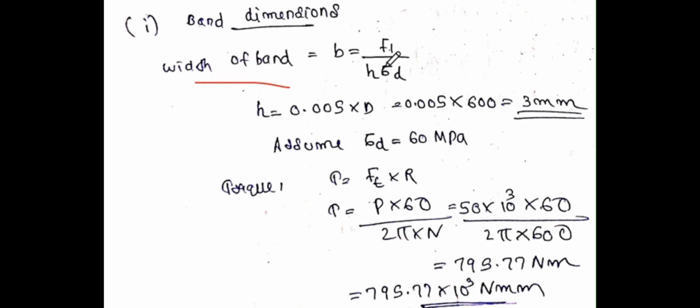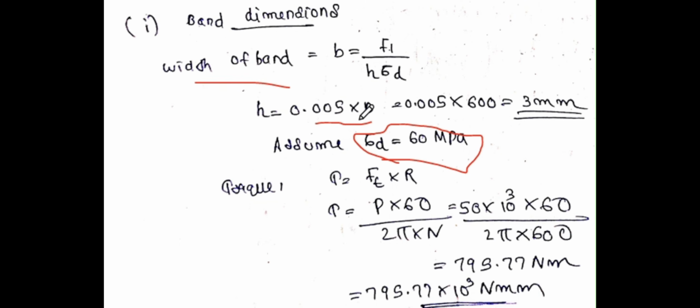Sigma d, the design stress or material stress, is not given. They mentioned we have to select a suitable material, so I'm assuming the design stress is 60 megapascal. Then the value of h can be found by the equation 0.05 into D. You know the drum diameter D, so you get h as 3 mm.